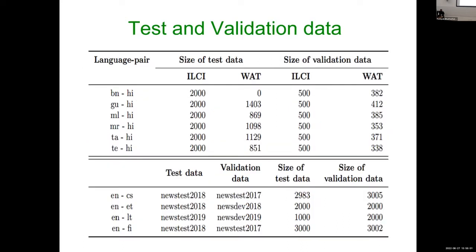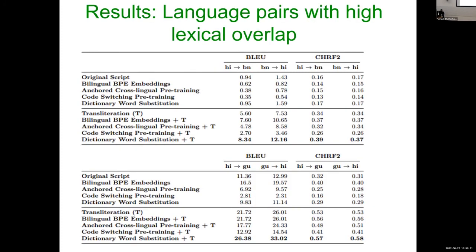Now, the test and validation data came from the standard forum, which is the WAT forum, and ILCI is a good quality parallel corpus of about 100,000 sentences for many different Indian languages. We have also used the newstest 2018 and 2017 sets, which are very standard data sets for machine translation testing. So now we look at the results.